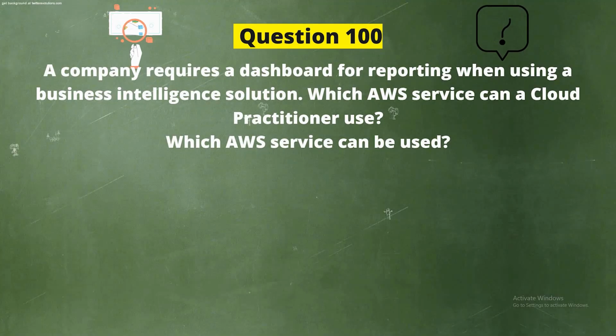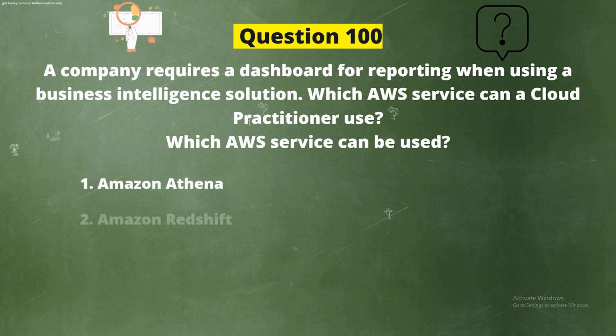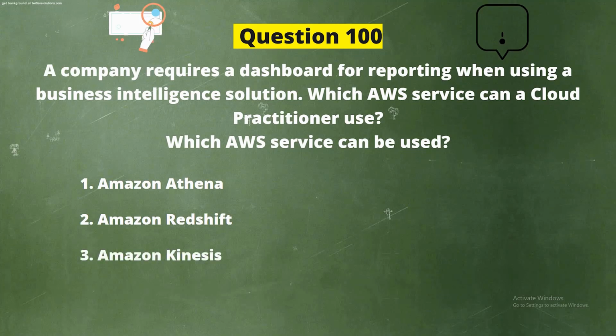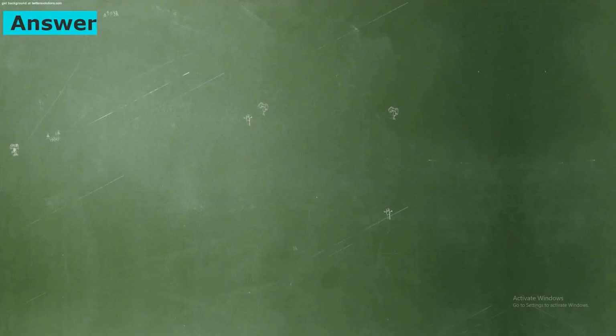Next question. A company requires a dashboard for reporting when using a business intelligence solution. Which AWS service can a cloud practitioner use? Which AWS service can be used? And the options are: Option 1. Amazon Athena. Option 2. Amazon Redshift. Option 3. Amazon Kinesis. Option 4. Amazon QuickSight. And the correct answer is Option 4.